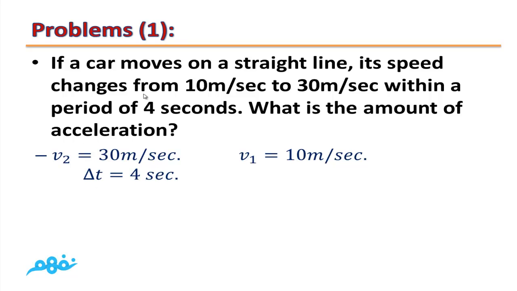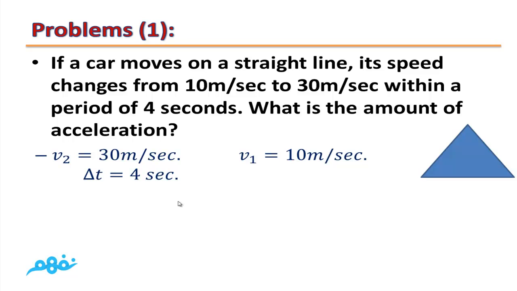Its speed changed from 10 meters per second, this is its initial speed, so v1 equals 10 meters per second, to 30 meters per second, this is its final speed, or v2 equals 30 meters per second, within a period of 4 seconds. This is the interval or time, so delta t equals 4 seconds.